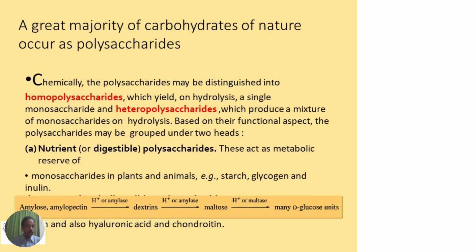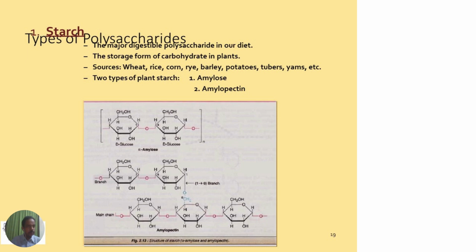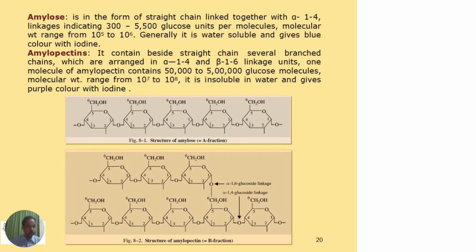So this is an example of polysaccharide. It is present in starch. We have the amylose and the amylopectin structures. Therefore, you have the two types, homopolysaccharides and heteropolysaccharides. Structure of the starch contains the amylose and the amylopectin. Amylose is a straight chain, whereas amylopectin is a branched chain. You can see the structure present over there.